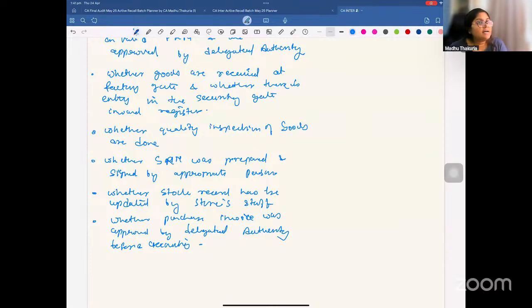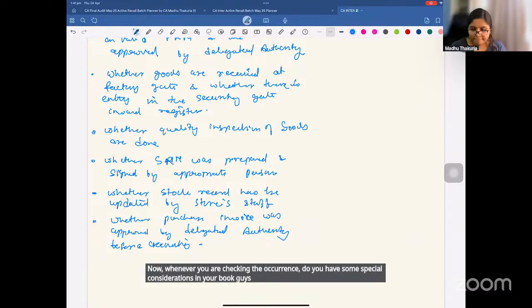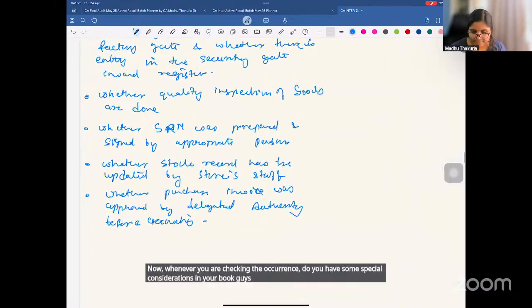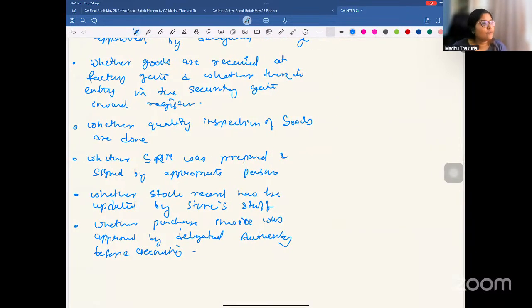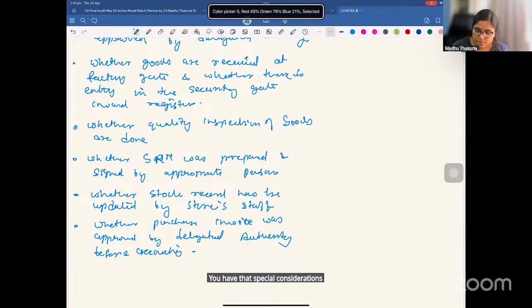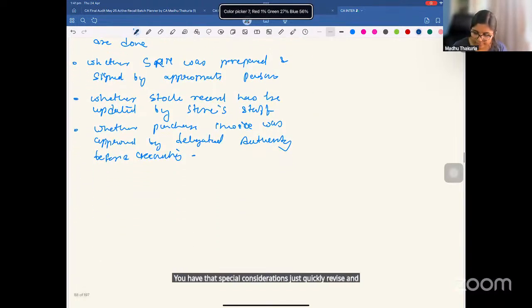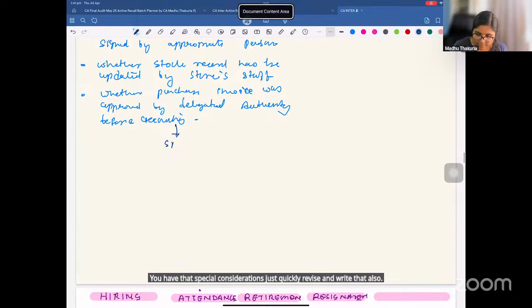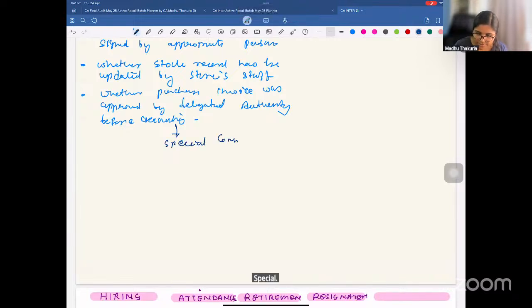Now, whenever you are checking occurrence, do you have some special considerations in your book? That invoice copy should be in original. Yes, you have that special consideration. Just quickly revise and write that also. A special consideration: purchase invoice should be in original copy.